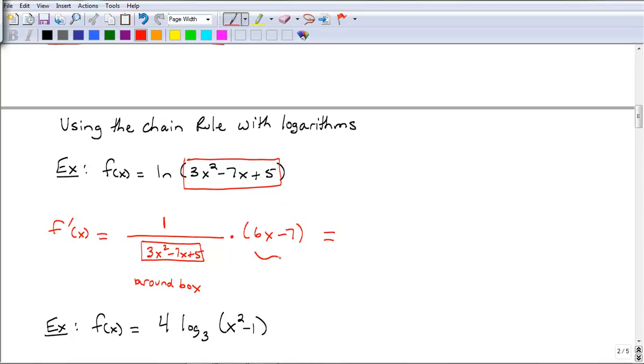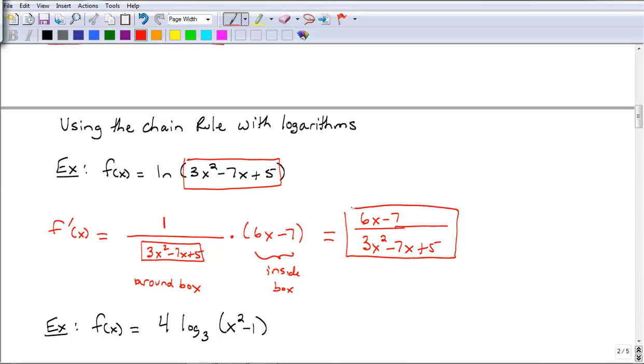So when we're all done, the derivative of the inside of the box goes on top. The stuff in the box goes on the bottom. This is a general formula. When you're using the chain rule with a natural log, the argument goes in the denominator. The derivative of the argument goes in the top, because that's multiplying by what's inside the box. So when I take the derivative of the natural log, the derivative goes on top, the argument goes on the bottom.